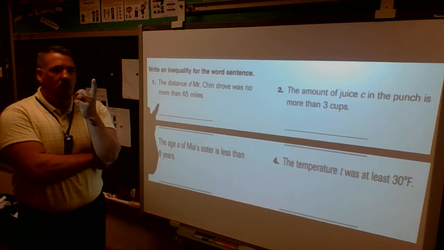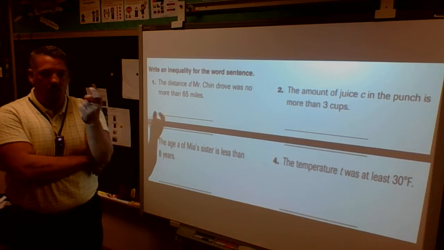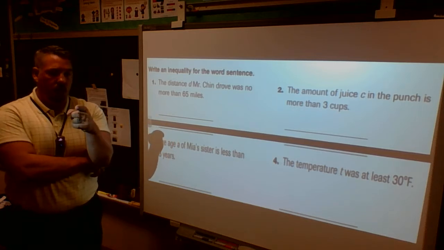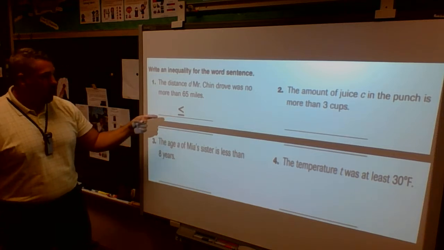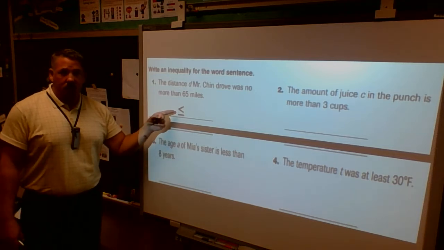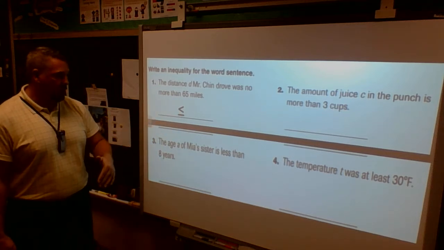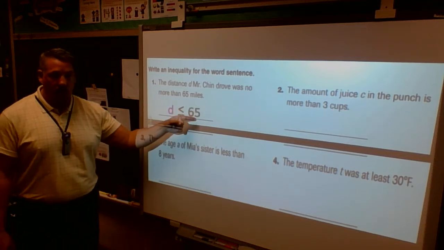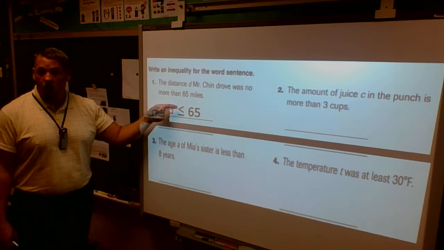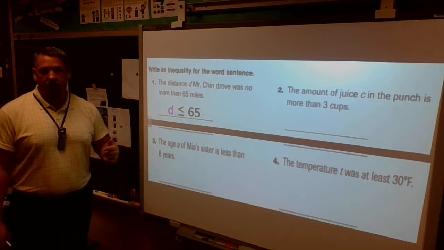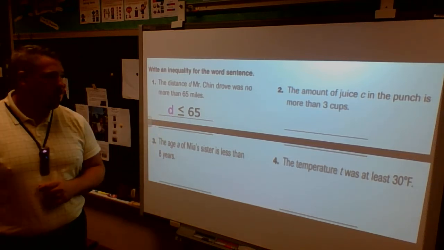Well, if they use the words no more, so it can't be greater than, could it be equal to? Yeah, it could be equal to. So I know D has to be no more than 65, but it could be equal to 65 because it's no more than 65. So 65 is my largest number. So D is going to be less than or equal to 65. That's my inequality, and that is my answer.